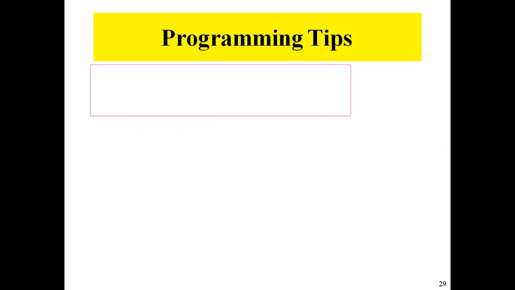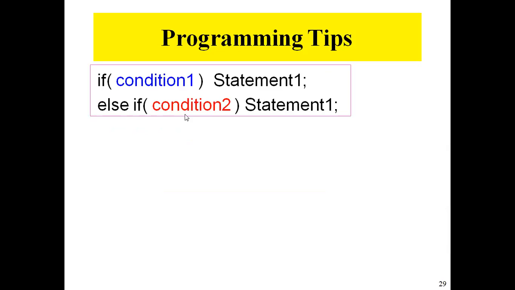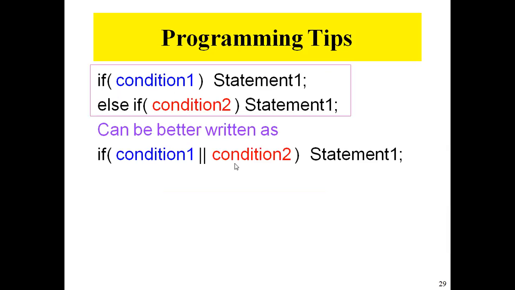Next, if condition 1, statement 1, else if condition 2, statement 1. Sometimes it happens. People write multiple conditions, but the action is the same. So if you're taking the same action in the if and also in the else, you can write this as: if condition 1 or condition 2, execute this statement. So you can club them using or, not and, or.